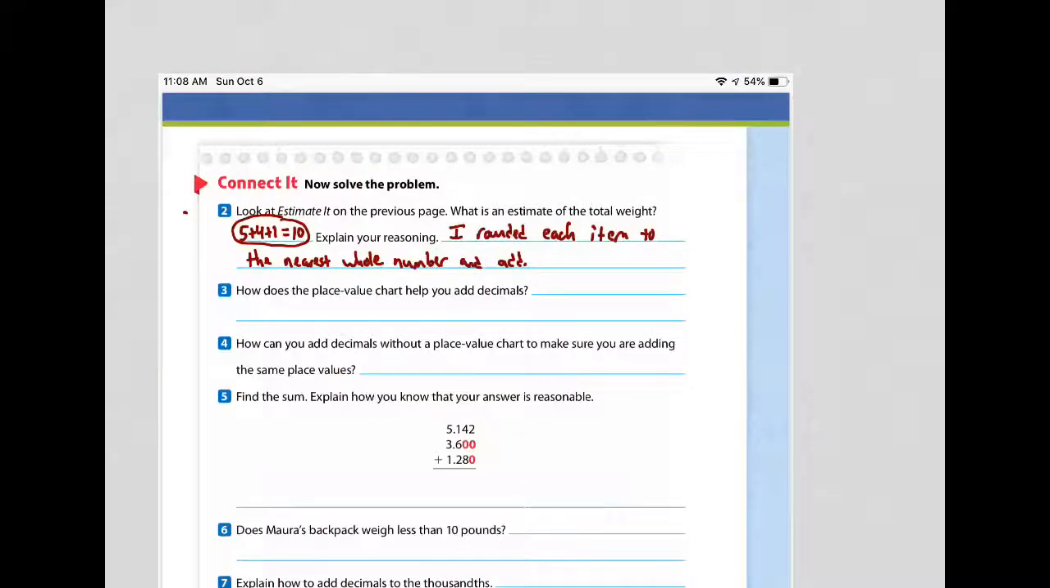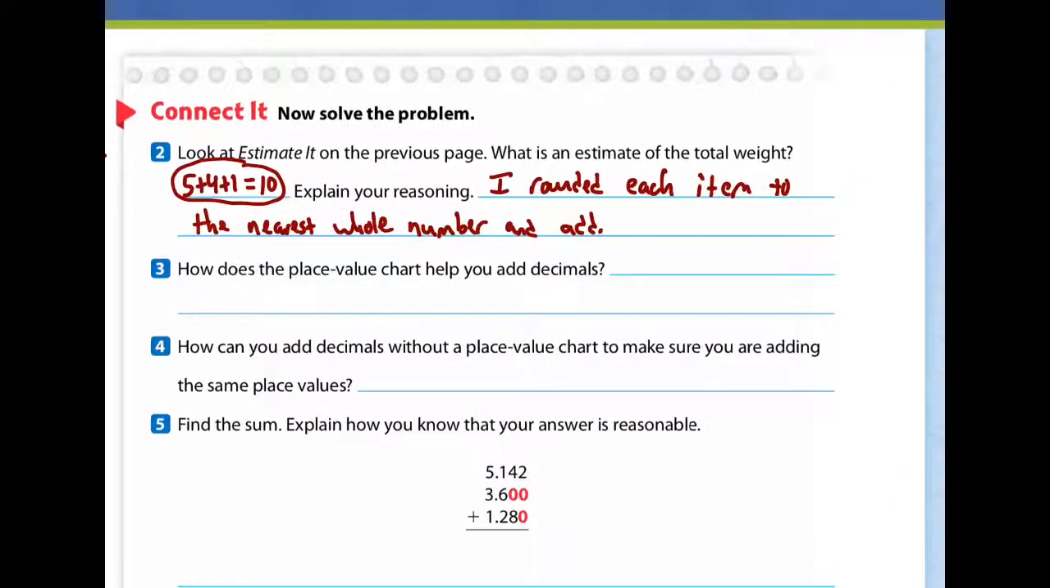All right, so now let's go to problem 3. How does the place value chart help you add your decimals? Now you can have anything you want in this spot. I'm just going to say the place value chart helps me keep my place value lined up.